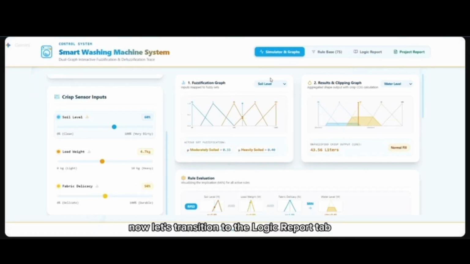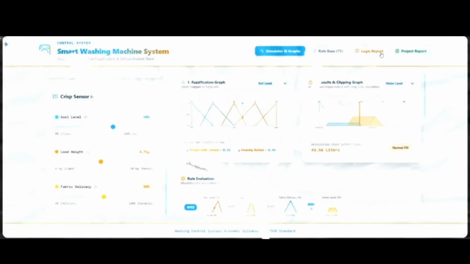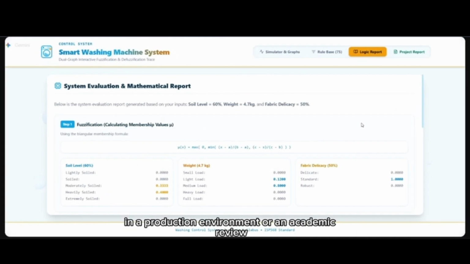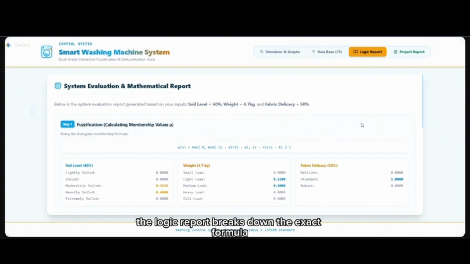Now, let's transition to the Logic Report tab to see the transparent mathematical audit trail behind these decisions. In a production environment or an academic review, we can't treat AI as a black box. The Logic Report breaks down the exact formula used at every stage of the pipeline.